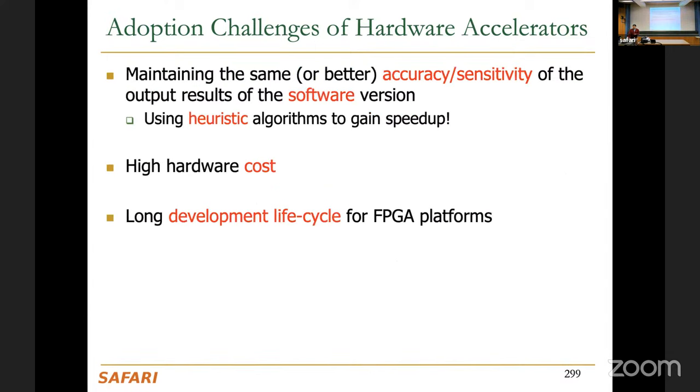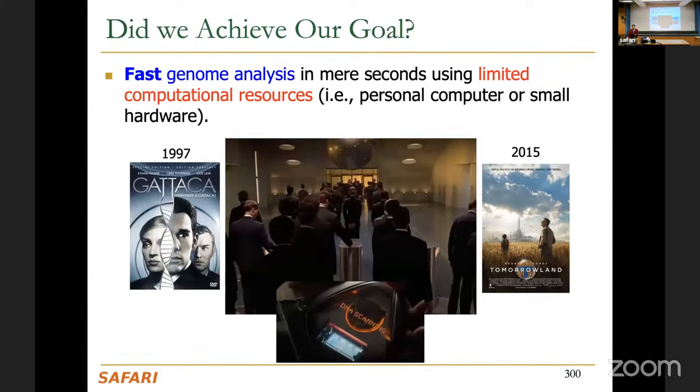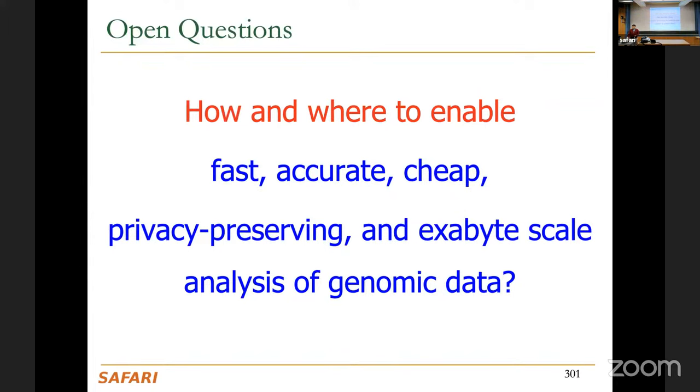So basically then the question is, is this still a dream? Is this still a dream that can only exist in the movies? I guess, and there are still some open questions that exist, like how and where can we enable fast, accurate, cheap, privacy preserving and exabyte scale analysis of genomic data, right?